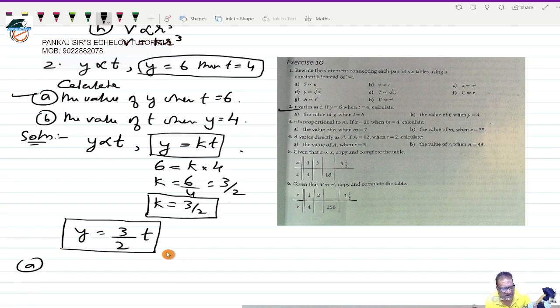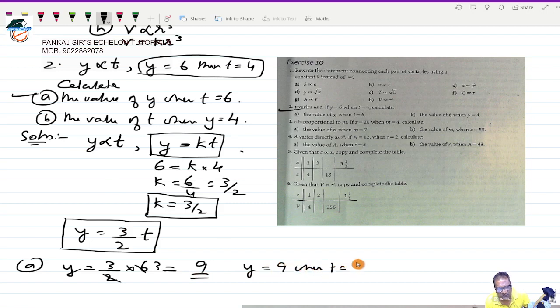So y, you are supposed to find out when t is given as 6. In this you will do 3 upon 2 into 6, because t is given to you as 6 and you are asked to find out y. Now this you work out, so 3 3s are 9, so y will be equal to 9. So the answer for A is y equal to 9 when t is equal to 6.